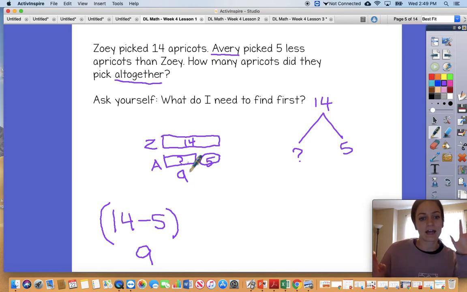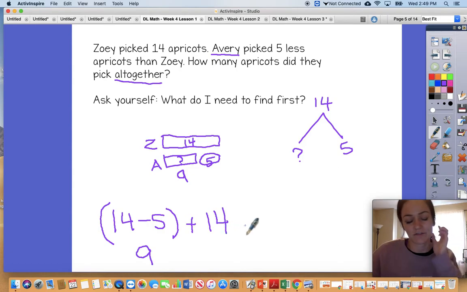I add them, right? I have to add Zoe's and I have to add Avery's. So Avery picked 9, Zoe picked 14. So I already have my 9 here. I'm going to add then what Zoe picked. Now this looks a little tricky or confusing.